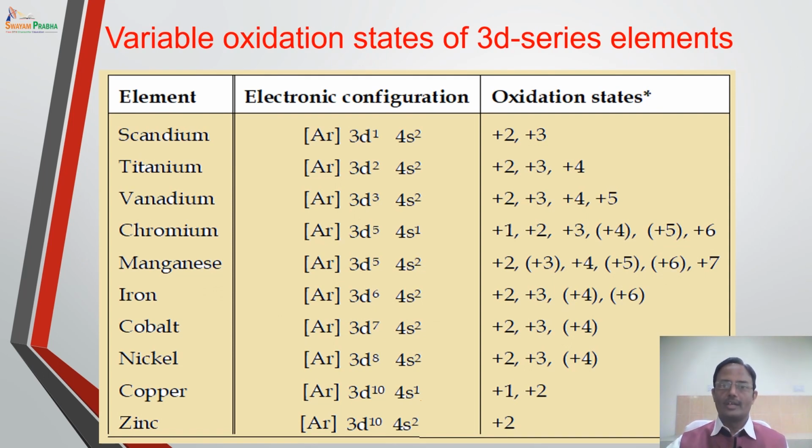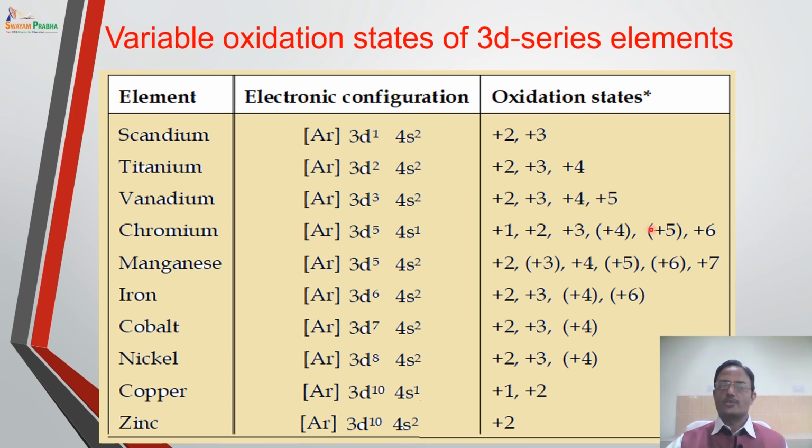When we come to 3d series elements, then important property of 3d series elements is variable oxidation state. You will find scandium is showing two different oxidation states, +2, +3, titanium +2, +3, +4, vanadium +2, +3, +4, +5, chromium up to +6, manganese up to +7. So you will find large number of oxidation states are shown by these elements.